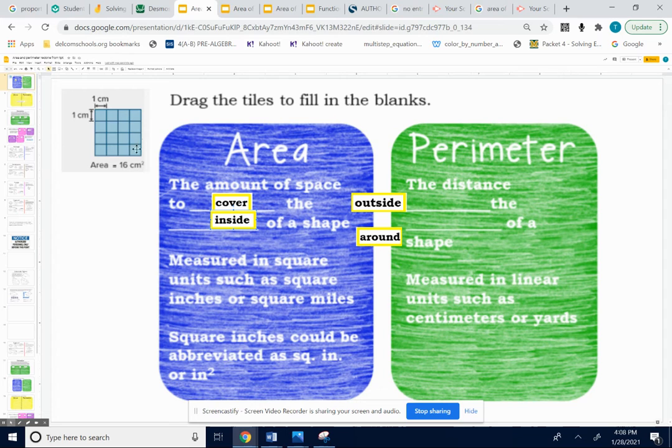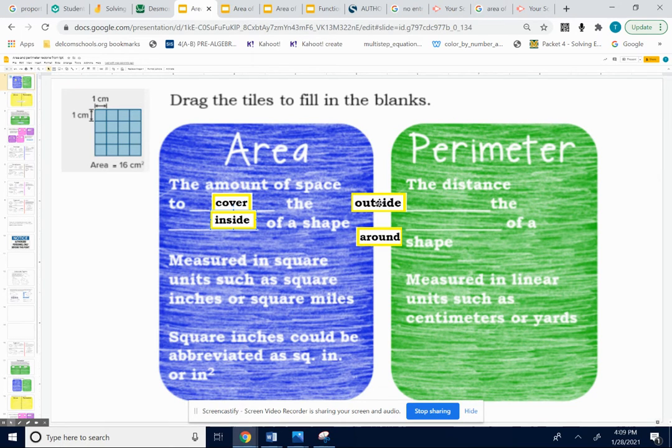Here's a little picture. I added this. If these are 1 centimeter by 1 centimeter squares, then the area of this shape is 16 of those centimeter squares. See how that's 16 centimeters squared? That little 2 means squared. So that little 2 on the label means that you're talking about actual squares. Just a little reminder there.